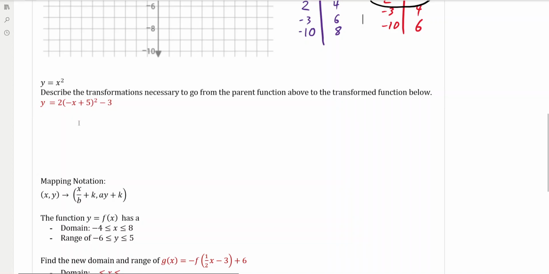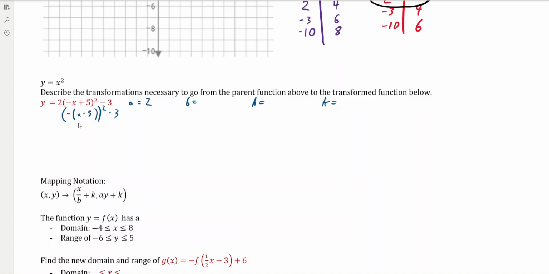So this is our next one. Describe the transformations necessary to go from the parent function above to the transformed function below. So what we're going to do here is basically pull out the a value, the b value, the h value, and the k value, right? Because those are the ones that tell us the different transformations. Now, the a value is very easy. It's just 2. The b value is where it's a little bit tricky. You have to recognize that the negative will come out, and you actually have to go like this and square that.